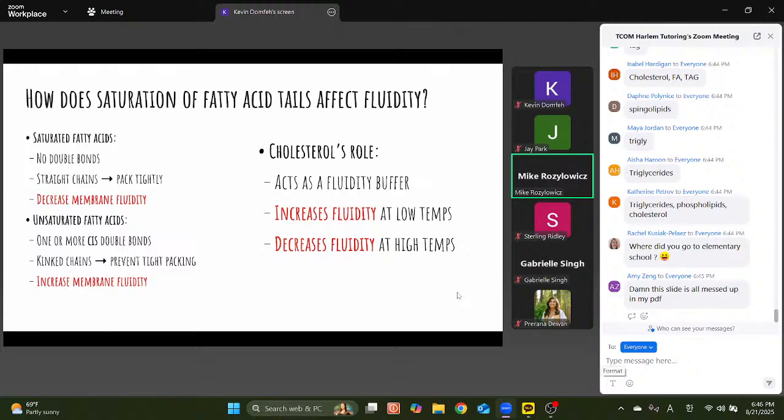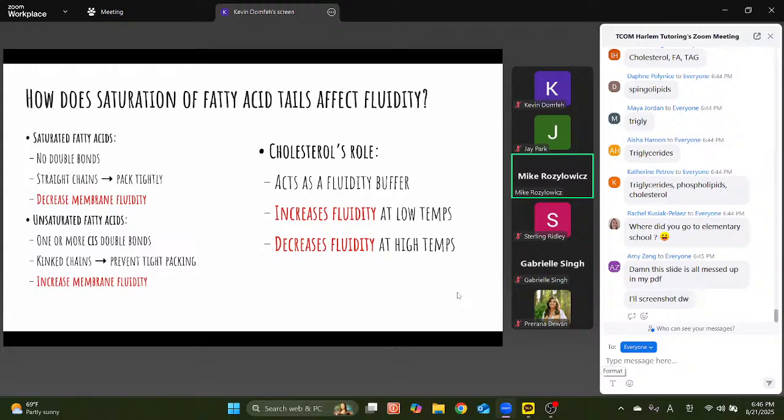Amy, I am sorry. PDFs kind of mess with the orientation of PowerPoints, especially if it's two columns. So I apologize about that.